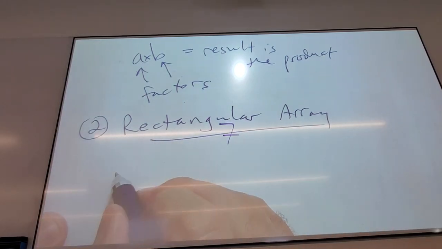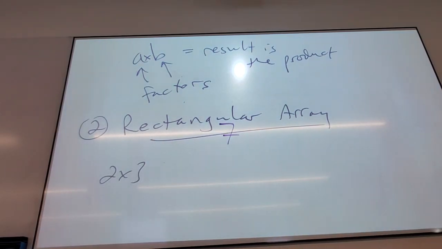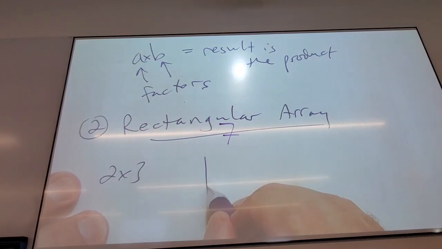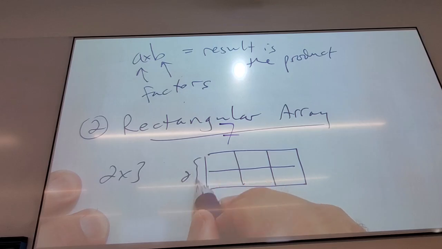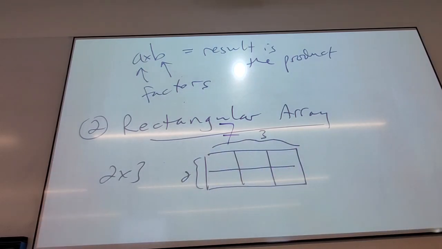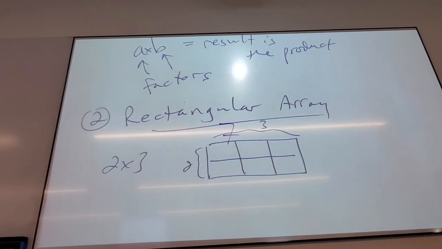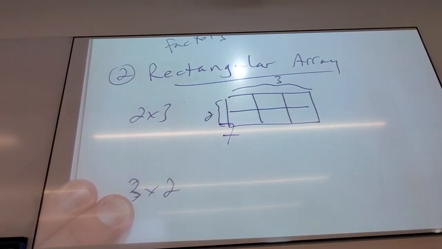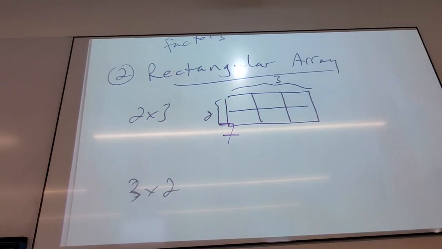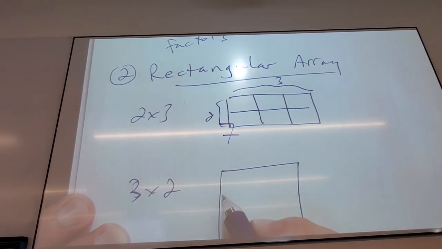So 2 times 3 in a rectangular array method would be this. So this is 2, and this is 3. Do you see that 2 groups of 3 idea still? Yeah? And there's just nothing but places where parents are not going to understand. What would 3 times 2 look like? Yeah, it would just be 3 by 2.